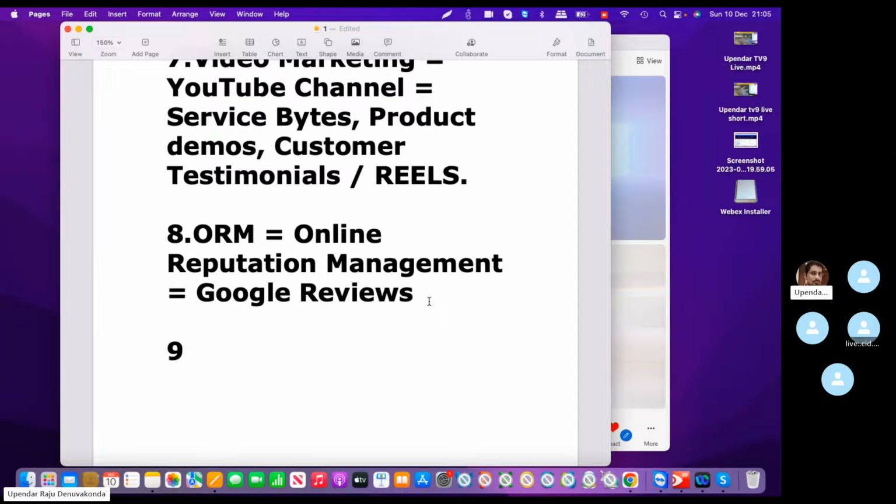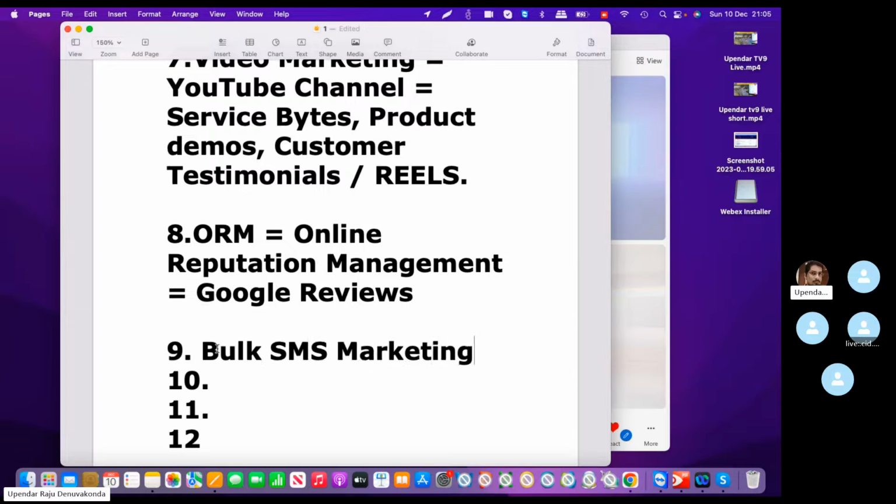And next we have four important things again. Small things, and you are aware of them already. The ninth one is bulk SMS marketing. Let's say you have existing leads, or existing customers, and you have to engage with them. You have 10,000 customers, and you would like to invite them to your store once again.